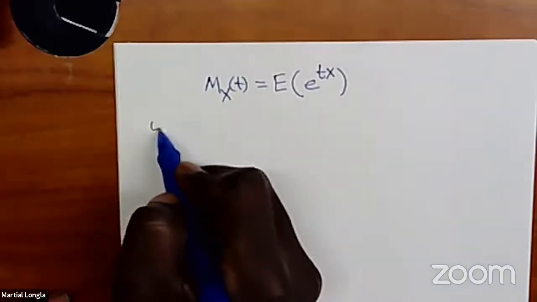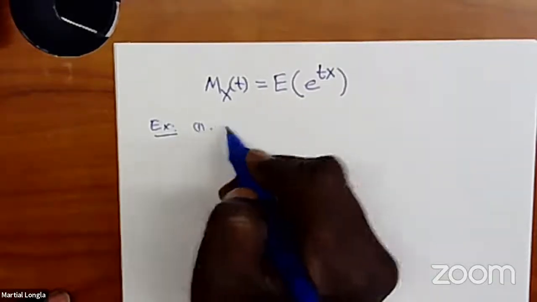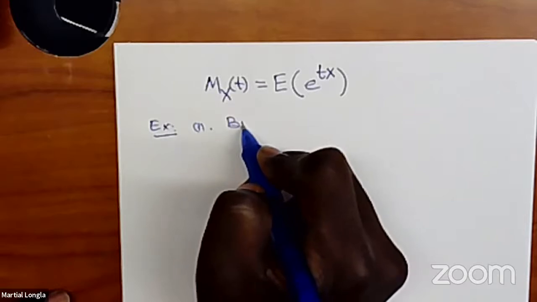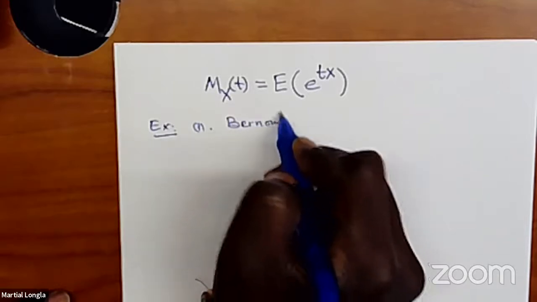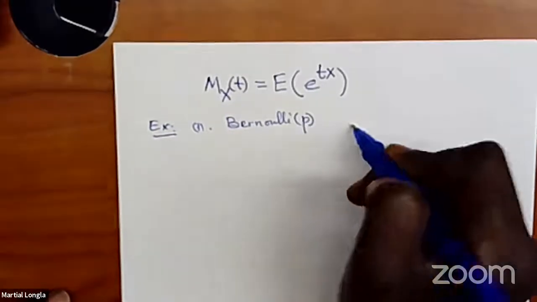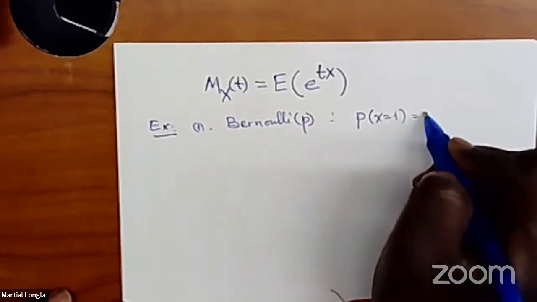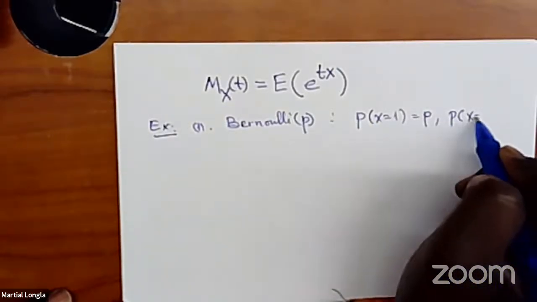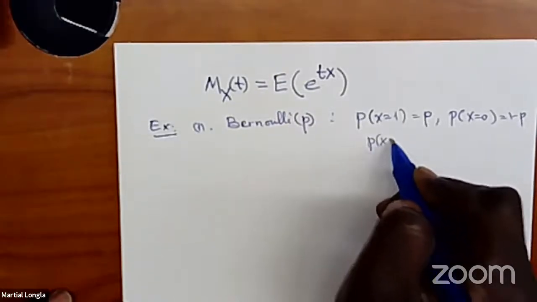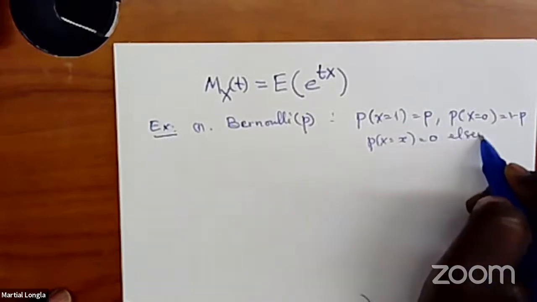Example 1. A Bernoulli with parameter p, which means the probability that x equals 1 is p, the probability that x equals 0 is 1 minus p, and the probability that x equals little x is 0 elsewhere.